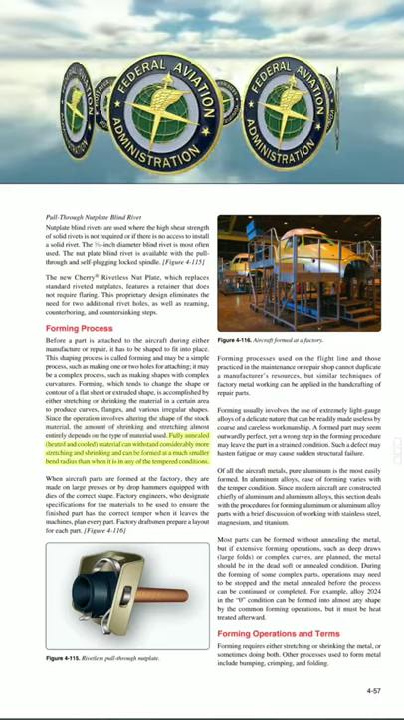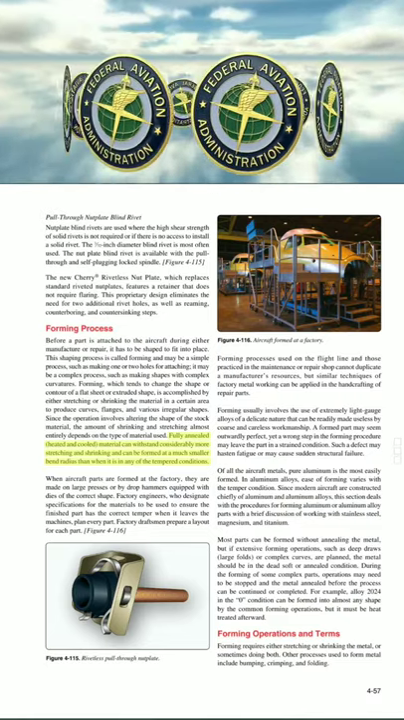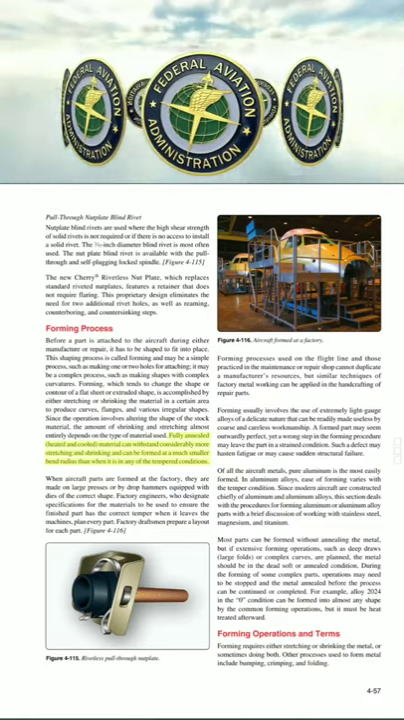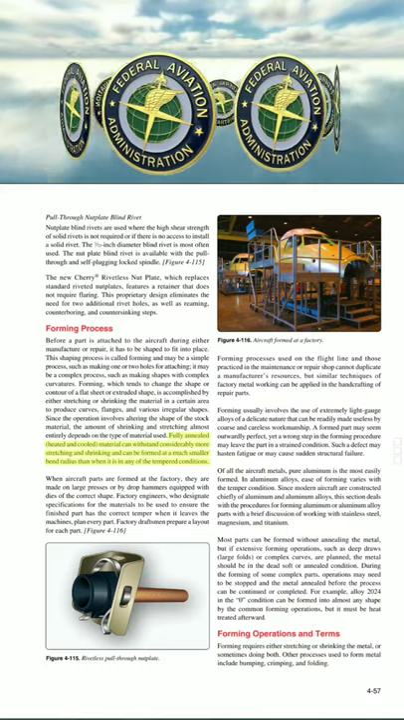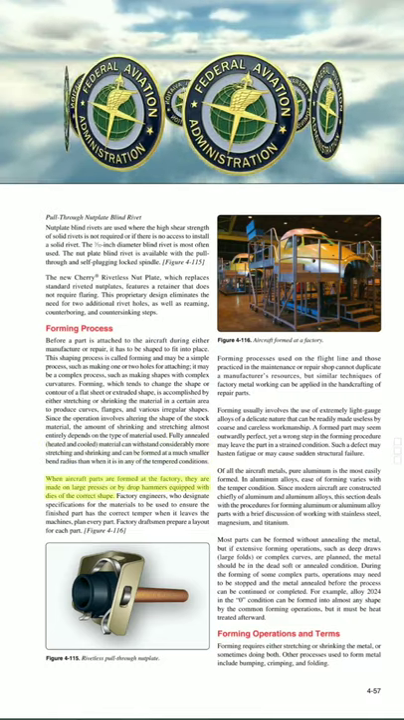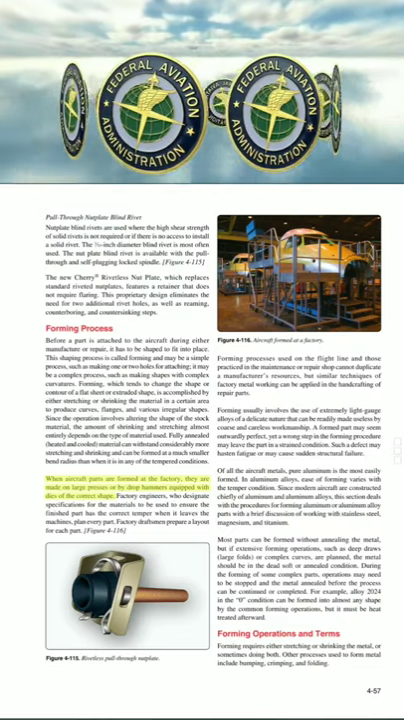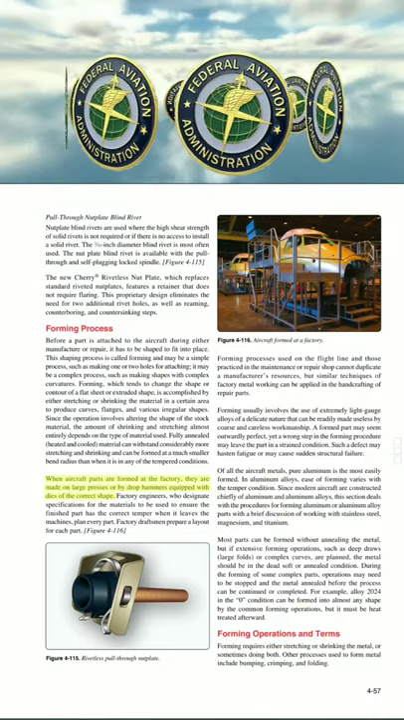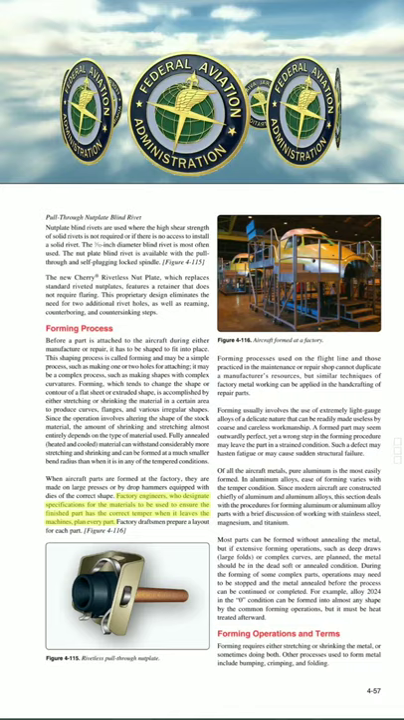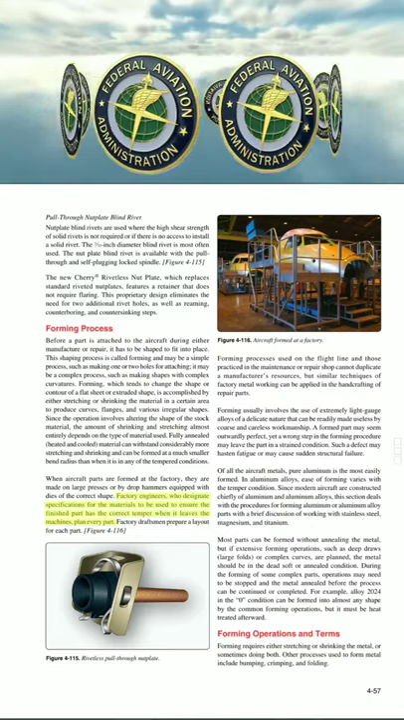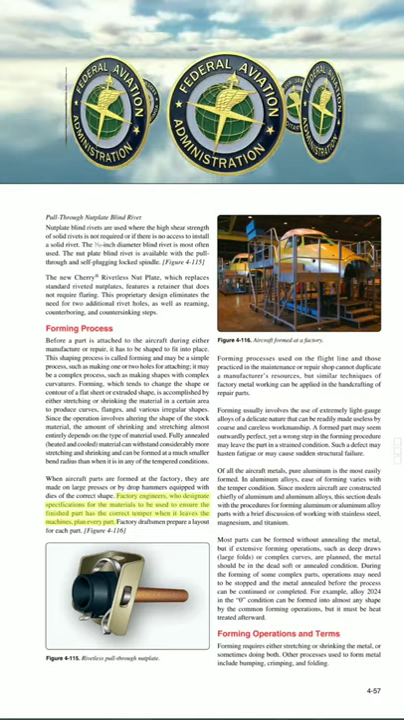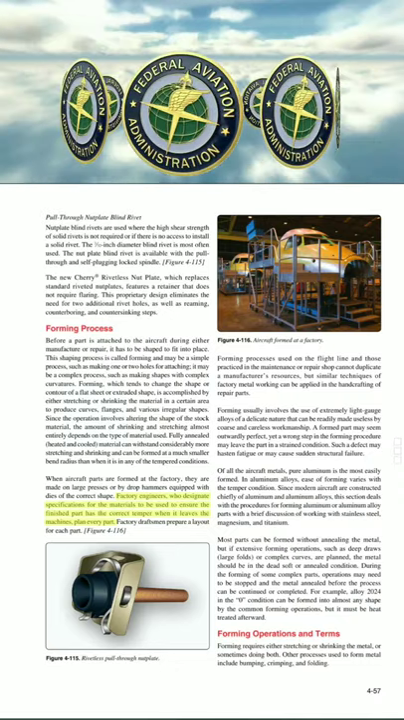Fully annealed, heated and cooled, material can withstand considerably more stretching and shrinking and can be formed at a much smaller bend radius than when it is in any of the tempered conditions. When aircraft parts are formed at the factory, they are made on large presses or by drop hammers equipped with dies of the correct shape. Factory engineers, who designate specifications for the materials to be used to ensure the finished part has the correct temper when it leaves the machines, plan every part.